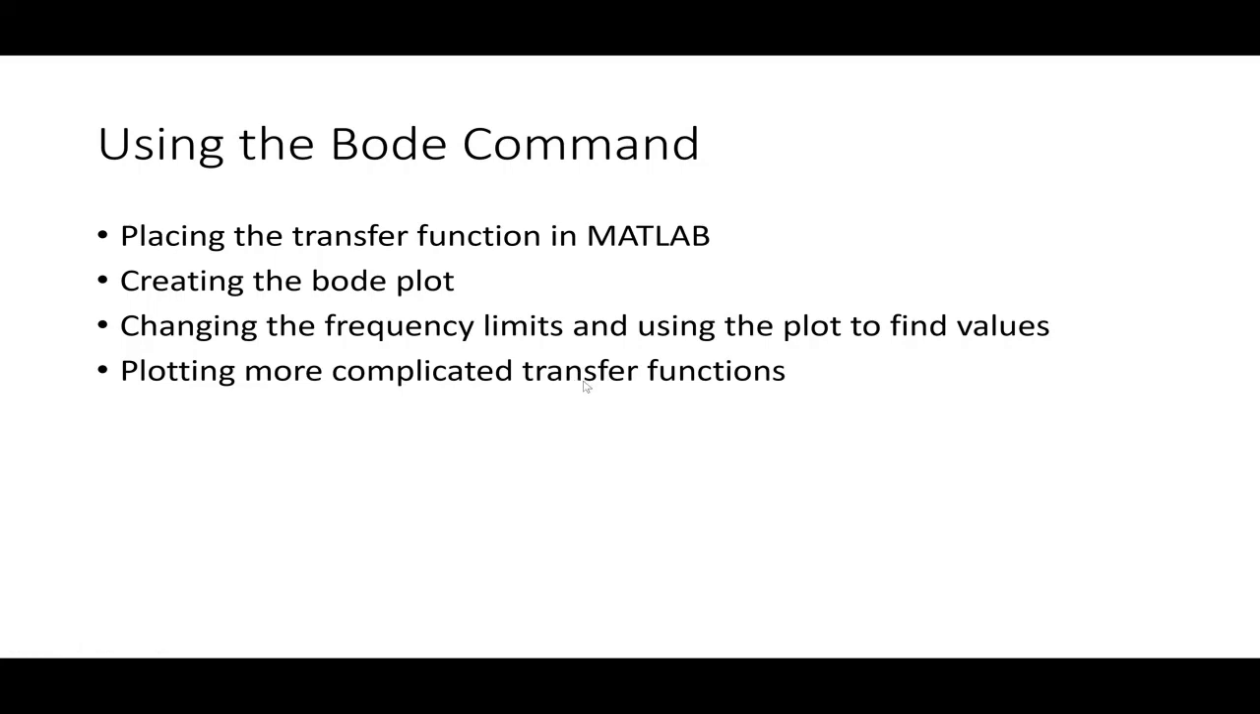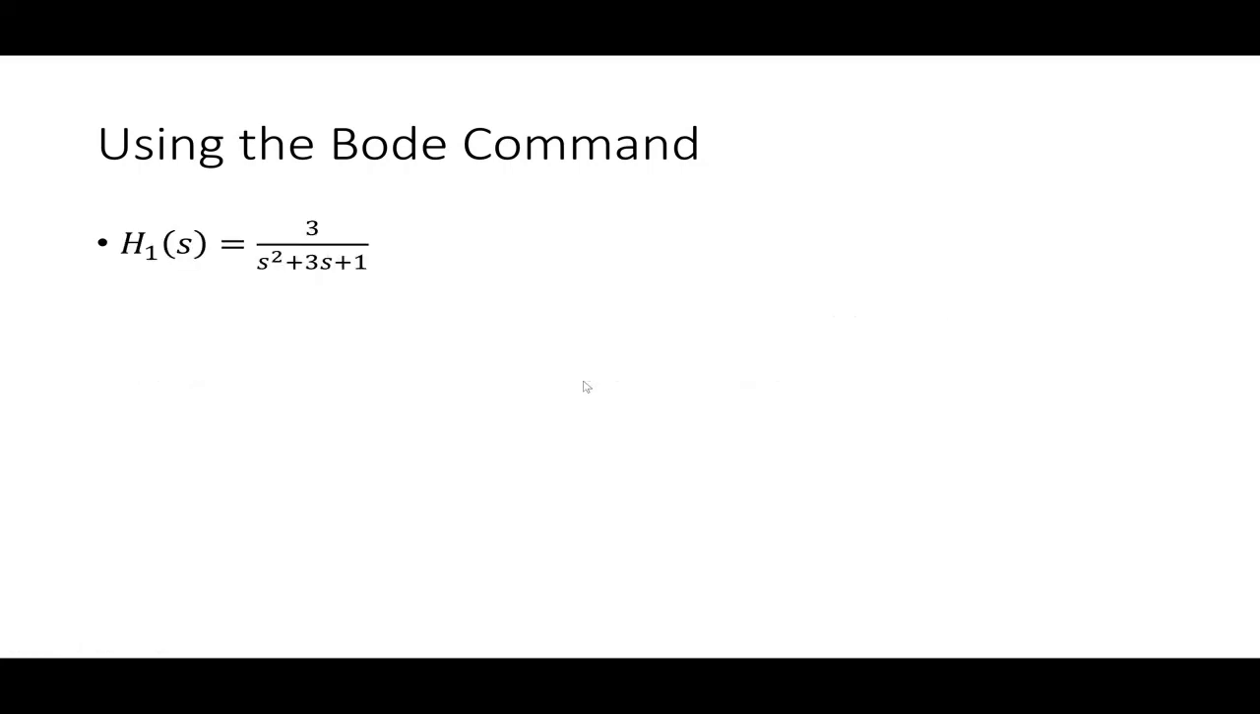Okay, so let's go straight to it. Let's take an example. Let's say I've got h1 of s equal to 3 over s squared plus 3s plus 1. The way that we do this in Matlab is we basically recognize that the transfer function is always a rational function of s, which means that both the numerator and the denominator are polynomials in s. And what I need to do is to create two vectors, one vector having the coefficients of the s variables on the numerator, and one having the coefficients for the denominator.